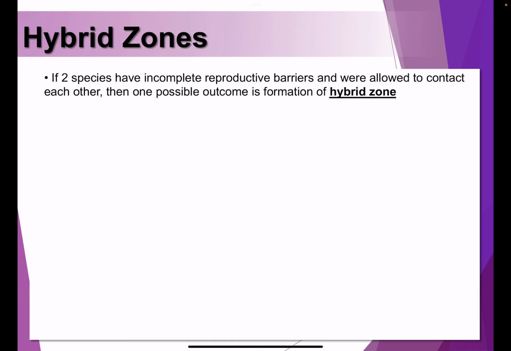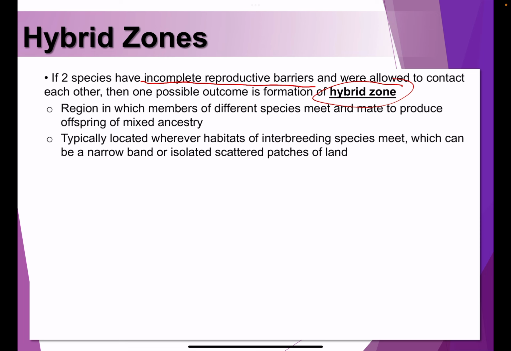If two species have incomplete reproductive barriers and are allowed to contact each other, then one possible outcome is the formation of a hybrid zone. Hybrid zones are usually in regions where members of different species meet and mate to produce offspring of mixed ancestry. Gene flow happens within the hybrid zone. They typically are located wherever habitats of interbreeding species meet, which can be a narrow band or isolated scattered patches of land.